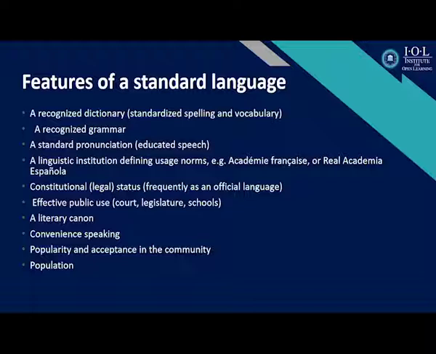It can be used in the court, in the legislature, and at schools. So English can be used at schools. The same applies for Afrikaans, Oshikwanyama, Oshindonga, Silozi, and Khoekhoegowab. I hope I pronounced that correctly. All of these are standard languages. They are used in schools, in the court, and so on. It has a literary canon. It is convenient for speaking. It has popularity and acceptance in a community, and it is used by a large group of people. Those are the features of a standard language.